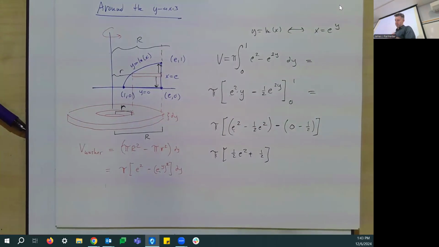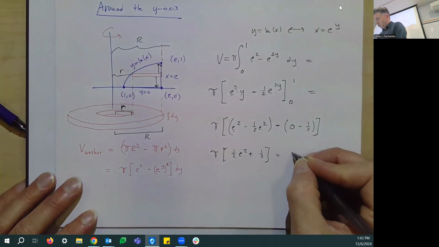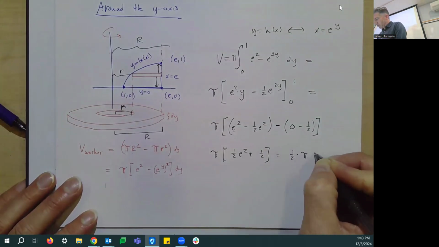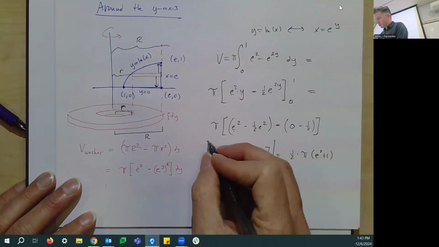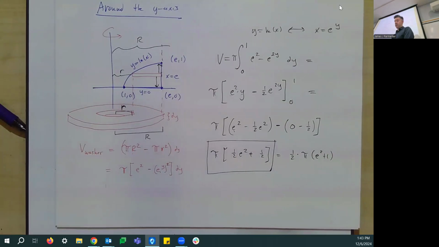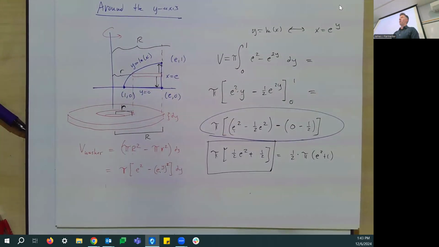I would probably leave it like that. But if you really wanted to, you could factor out the 1/2 and say it's 1/2 times pi times e squared plus 1. But I don't think that's necessary. I would leave it like this. On a test, you should probably stop at the step before that. You should stop here and then come back later if you have time.